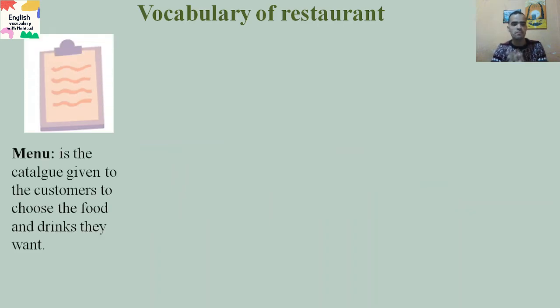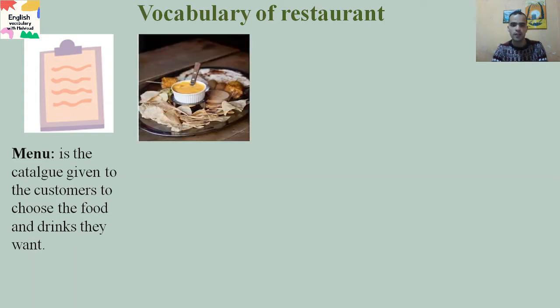Okay, this is the menu. The menu is the catalog given to the customers to choose the food and drinks they want. The waiter or the waitress gives you the menu to choose which food you like or which drink you want in your meal.